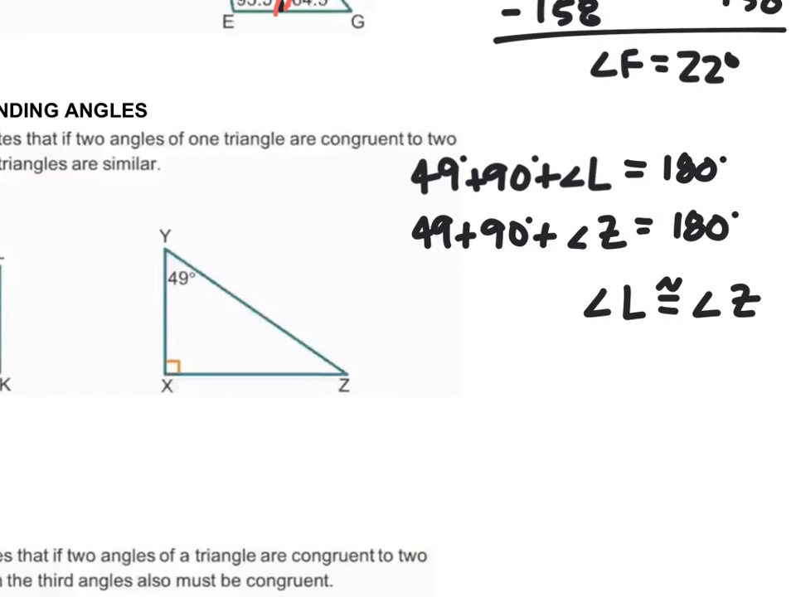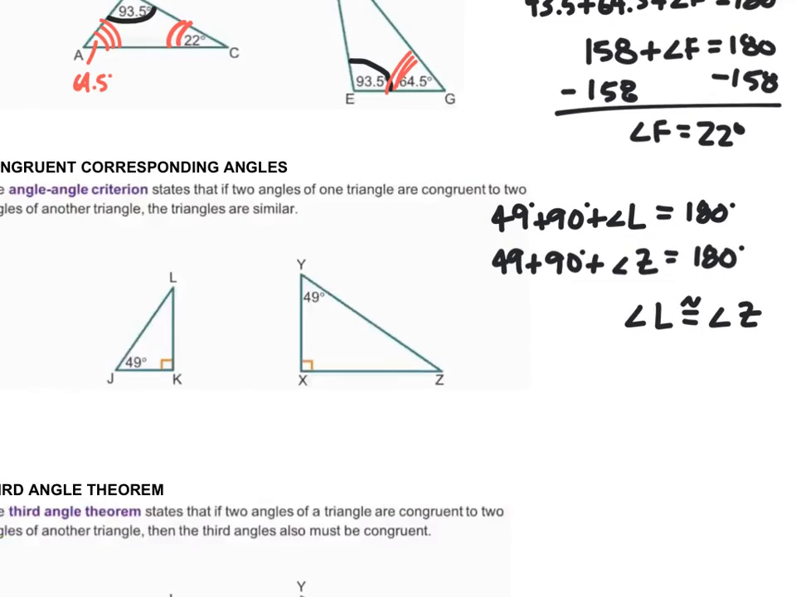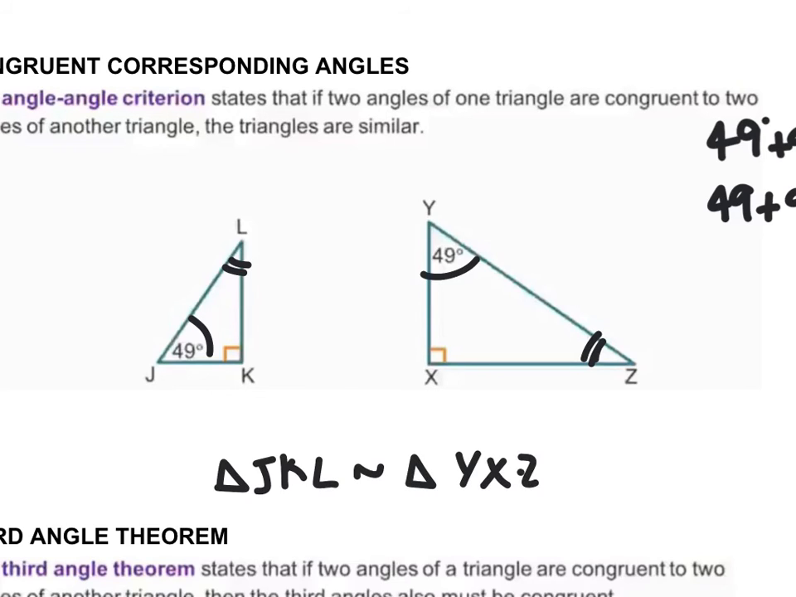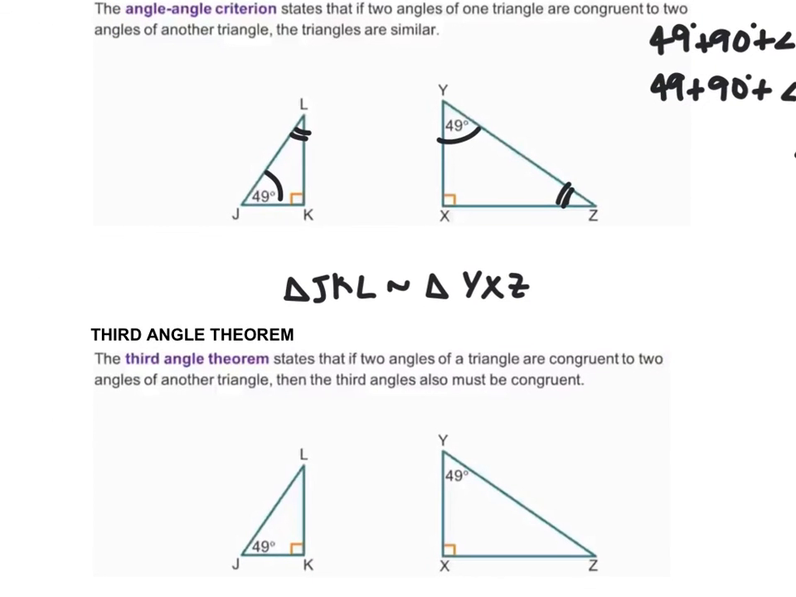So you don't have to really do any more math. It's just that if these two are congruent, if this is congruent to this, we automatically know that the third angle is going to be congruent to the other and that those are going to be similar. So my similarity statement, I would say triangle JKL is similar to triangle YXZ, okay? And that's that.